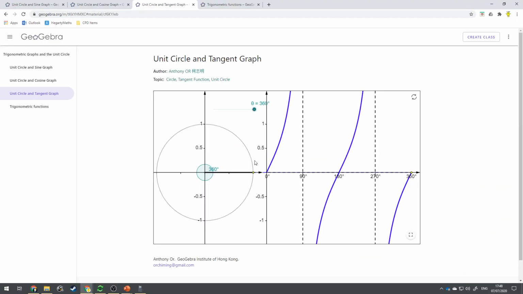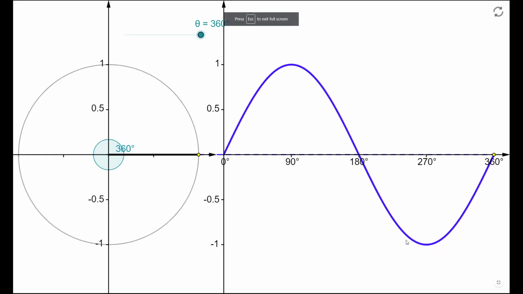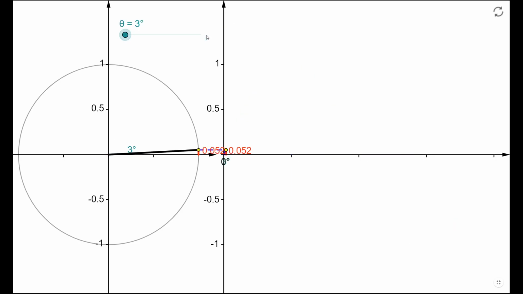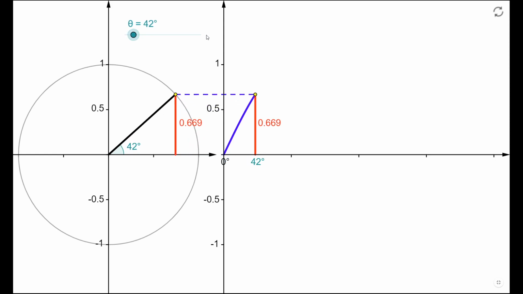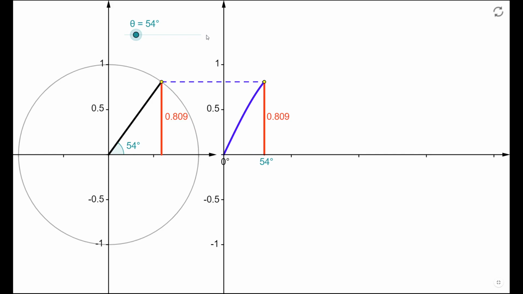Let's go back to the sine graph. It's this one. The sine graph measured our opposite, and our opposite is a measure of how far up the y-axis we go, and that's the y part of the coordinate of the yellow dot. 0.809 is the vertical part of the coordinate of that yellow dot, the y part of that coordinate.